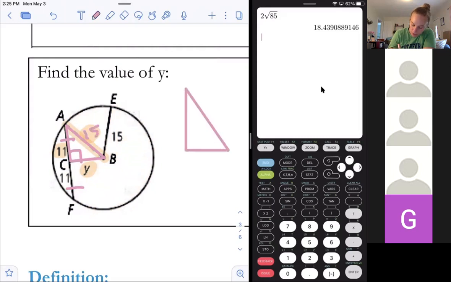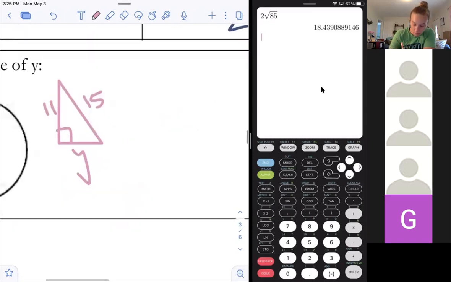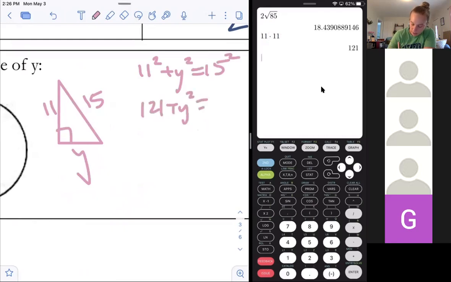And again, you can draw your little triangle off to the side, 11, y, 15. And then again, use Pythagorean theorem to find y. 11 squared plus y squared equals 15 squared. I got 121 plus y squared equals 225. Then we do 225 minus 121, which is 104.